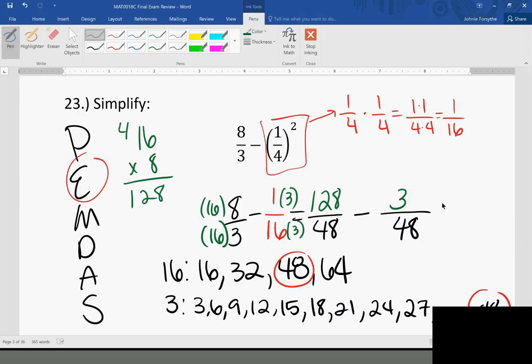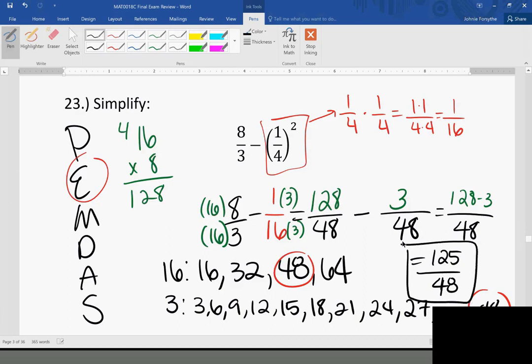Now that I have that common denominator, I'm going to keep that denominator and then subtract 128 minus 3, which will give me 125 over 48. And then when you're trying to think about if you can reduce the fraction, focus on the smaller number. So think about all of the factors for the smaller number, which in this case is the 48. And if any of those factors, like 4, 12, 2, can be divided into 125, then you would want to reduce it. But in this case, you can't reduce it further, so your final answer is 125 over 48.